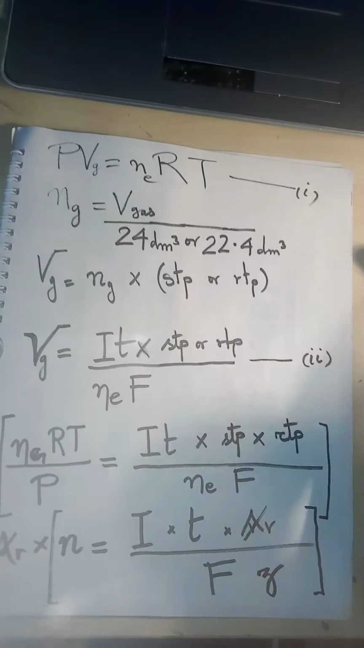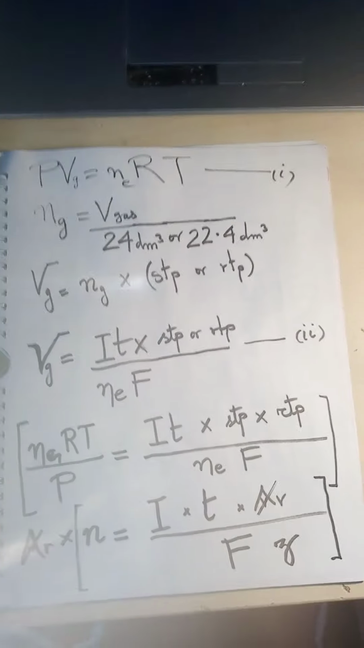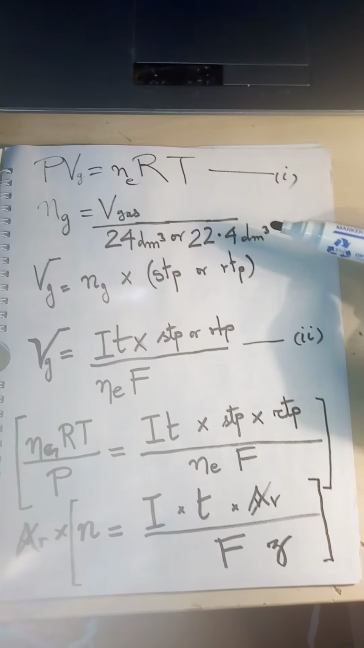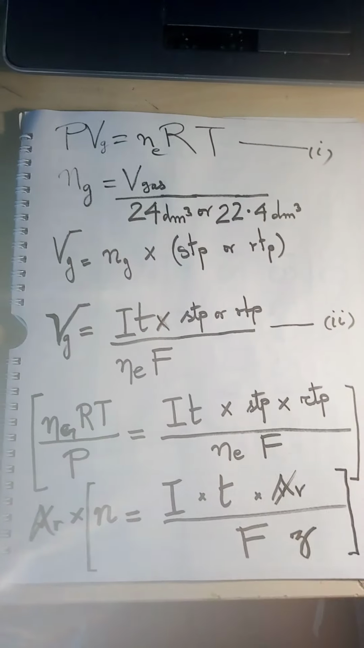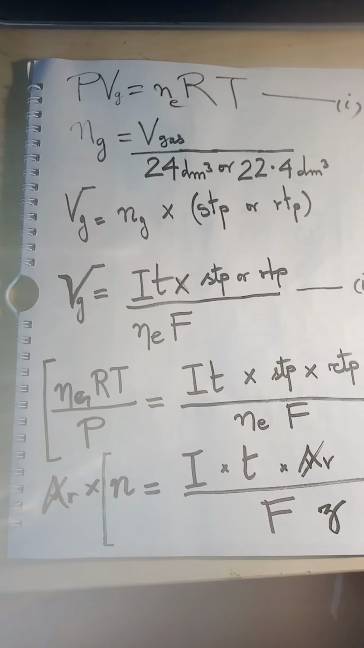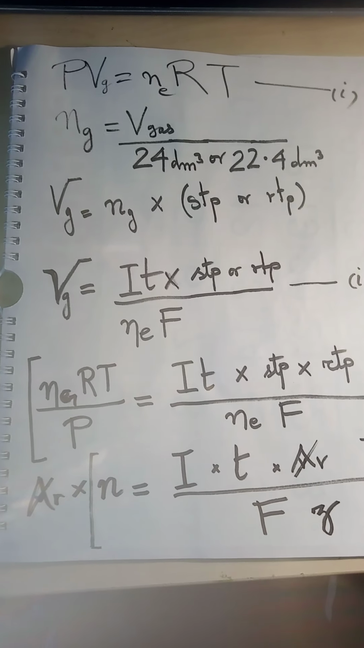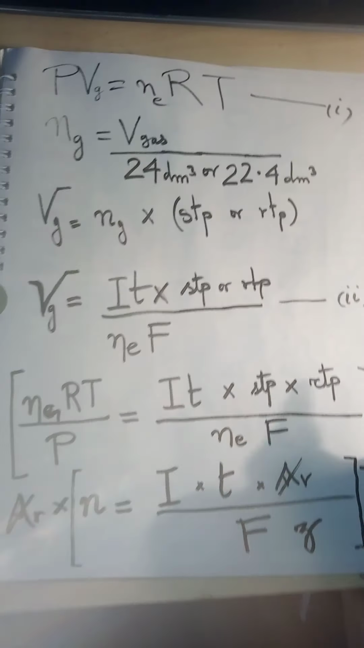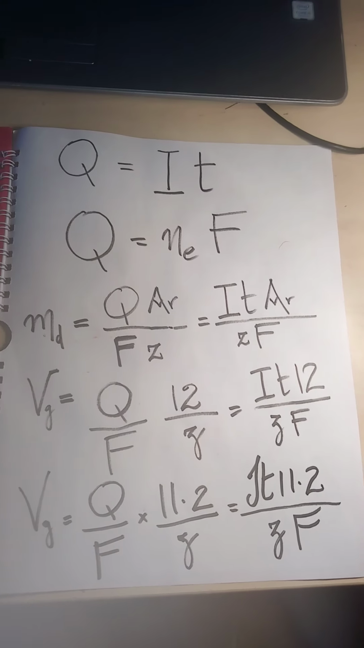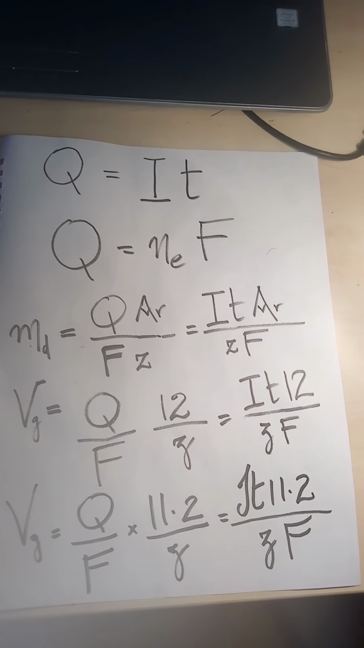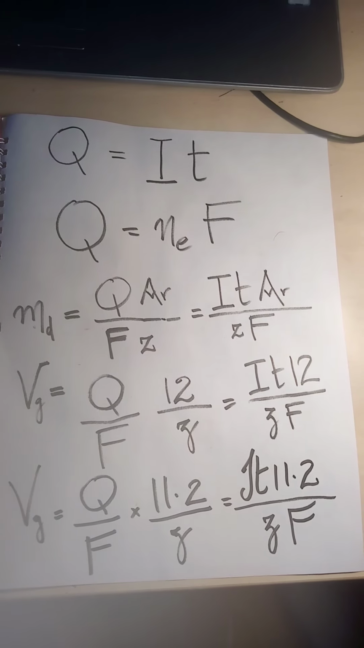So now I've finalized the kind, genre of the formula you'll be using. Now these two formulae, bear with me, the ones pertaining to I T over F times 12 over Z, or 11.2 over Z. Okay, so now I want you to take a screenshot of this. Five, 4, 3, 2, 1.